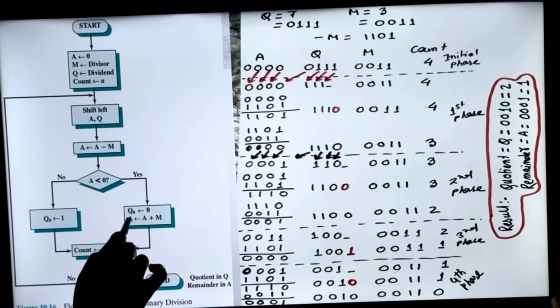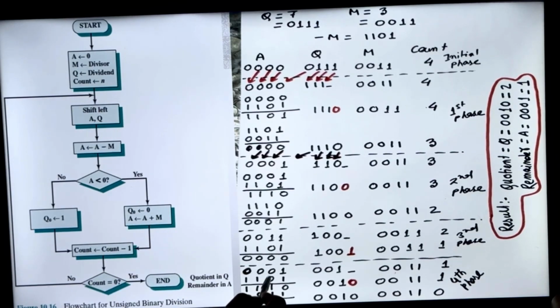Then what am I doing? A equals A plus M. So what is my A? 1, 1, 1, 0. What is my M? 0, 0, 1, 1. Just add it. 0 plus 1 is 1, 1 plus 1 is 0. You have a carry out bit. So 1 plus 1 is 0, 1 plus 1 is 0. Fine. This is whatever I have. This is also whatever I have. And count equals count minus 1, which is 0 now. I hope you understood that. So after getting count equals 0, we are at the end of the algorithm.